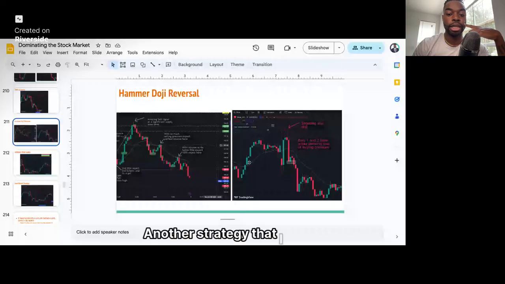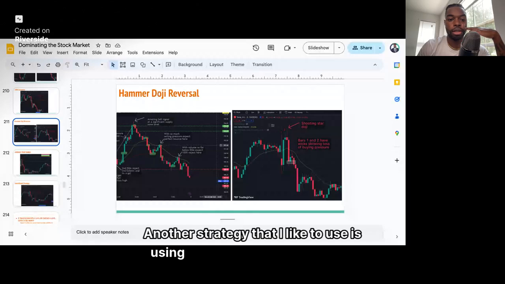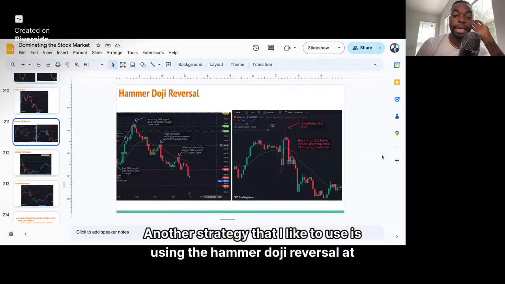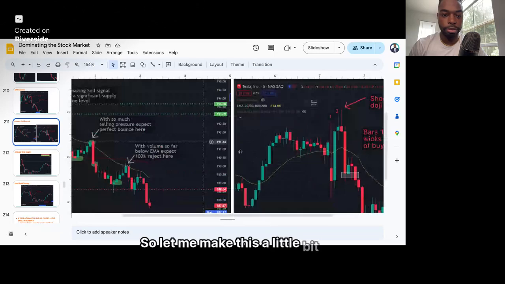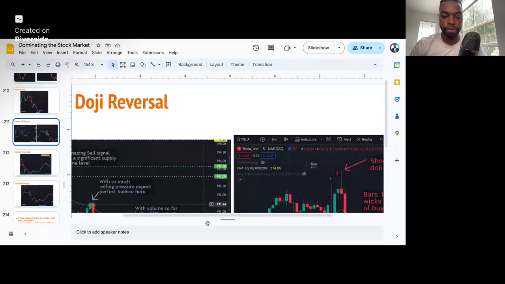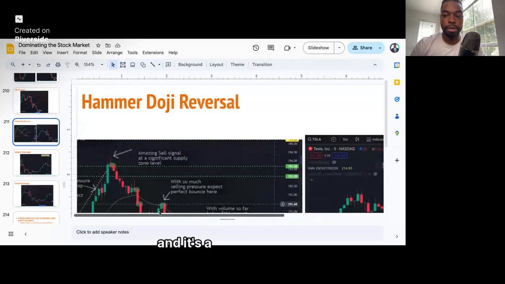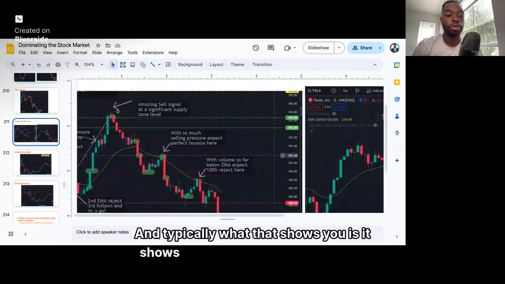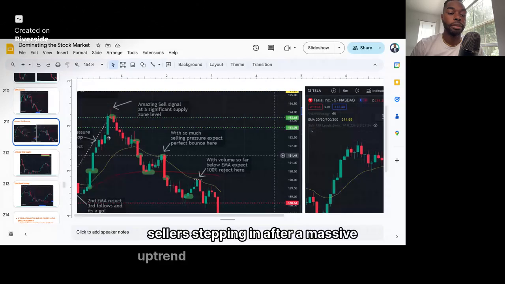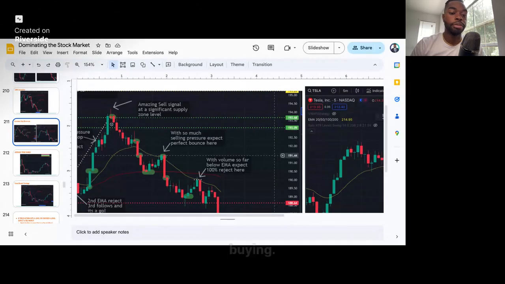So another strategy that I like to use is using the hammer doji reversal at resistance levels. So let me make this a little bit bigger. It's a hammer doji reversal. And typically what that shows you is that you're getting a lot of sellers stepping in after a massive uptrend, and you're getting decreased buying.